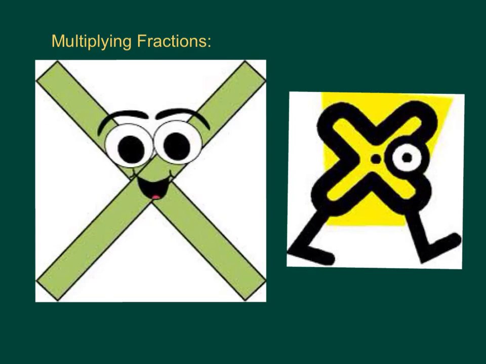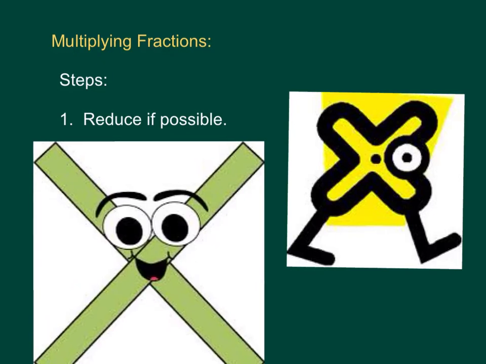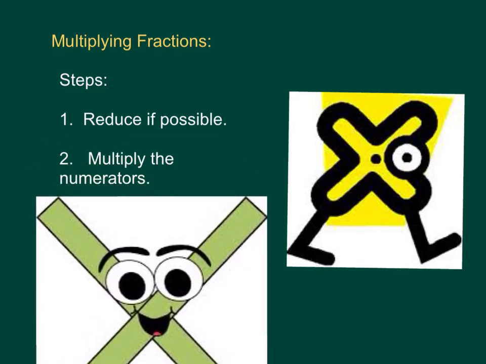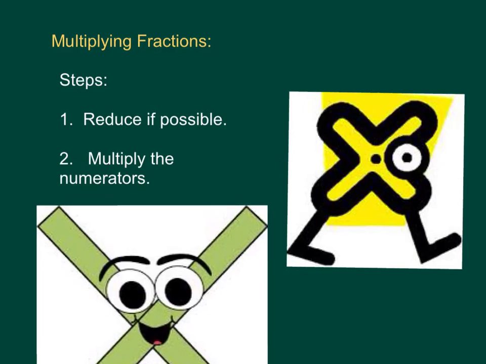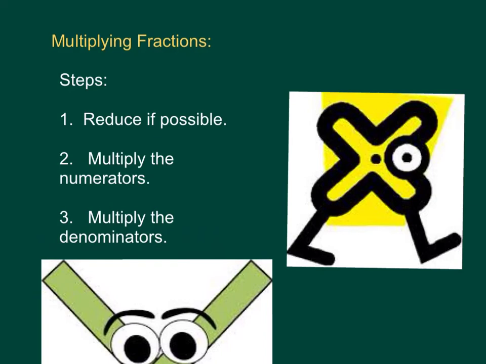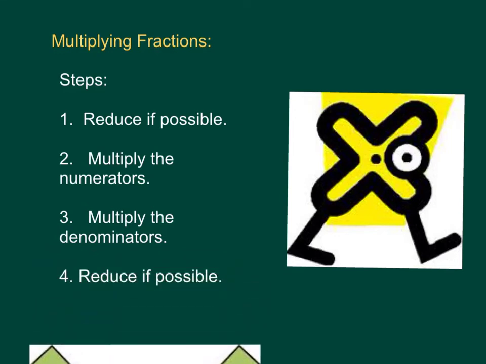Now let's look at the steps for multiplying fractions. The first step is to reduce if possible. This could mean either cross-reducing or reducing a single fraction. Step 2 is to multiply the numerators. The numerator is the top number in the fraction. Step 3 is to multiply the denominators. The denominators are the bottom numbers of the fraction. And the fourth and final step is to again reduce if possible. Please take a moment to pause this video and write down the steps for multiplying fractions.